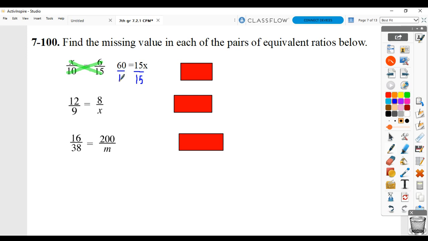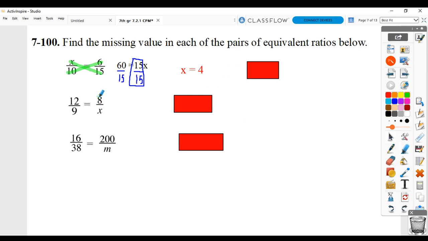So what's happening is, when we taught you the shortcut method of multiplying the two diagonally and dividing by the third, it's because it is basically an algebra equation that you're creating, and then you're solving that equation. So x equals 4.